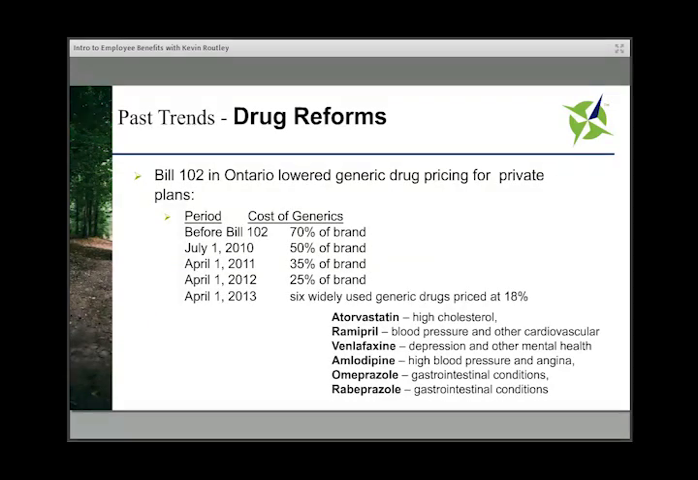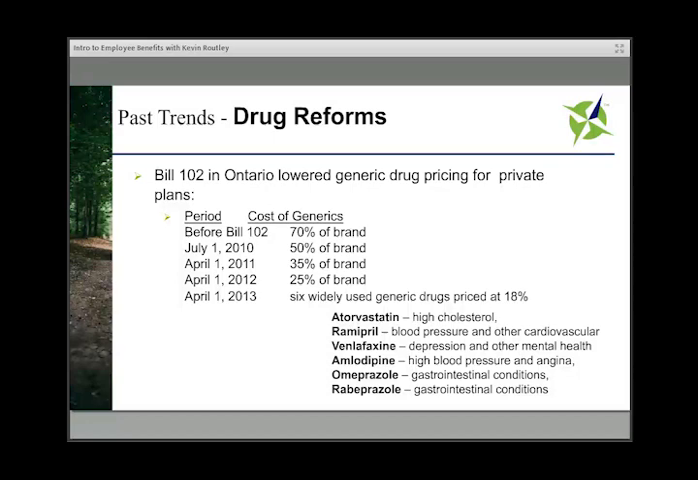Some trends that have occurred in the past, and probably one of the best things that came out of the McGuinty government that affected a lot of employers and employees was Bill 101, which lowered the generic drug pricing for private plans. In the past, Canadian generic drug pricing was some of the highest in the world. The McGuinty government looked at it, made adjustments, and were followed by many provinces across the country. Basically, they used their bully weight of the OHIP system for seniors to assist employers to get their costs down as well.